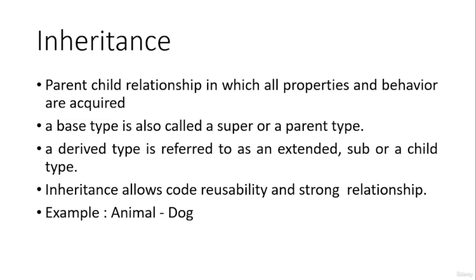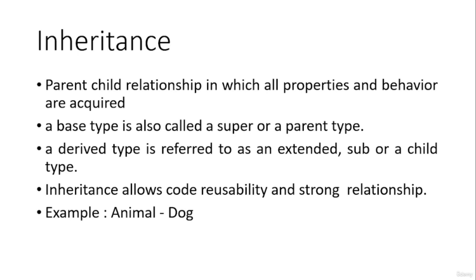It's similar to a father and child relationship. The child will acquire some properties from the parents. It is implemented using the extends keyword, which we will discuss in the next lecture. Inheritance is a strong relationship in which the child class acquires properties from the parent class, and it allows code reusability as well as a strong relationship between the classes.